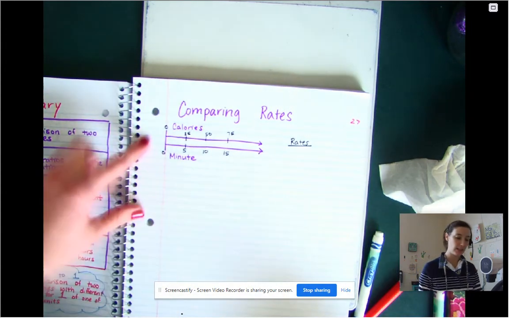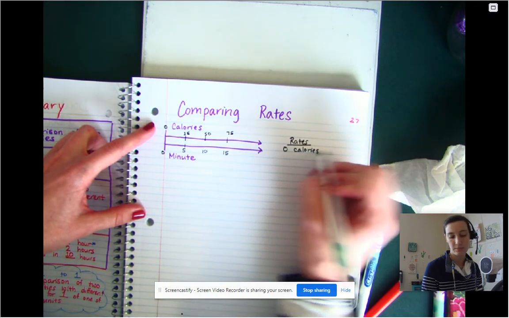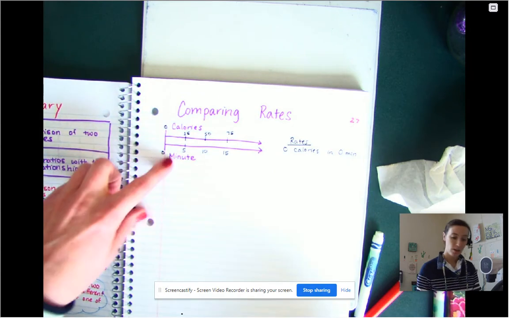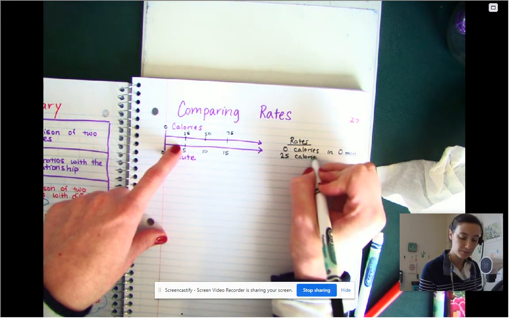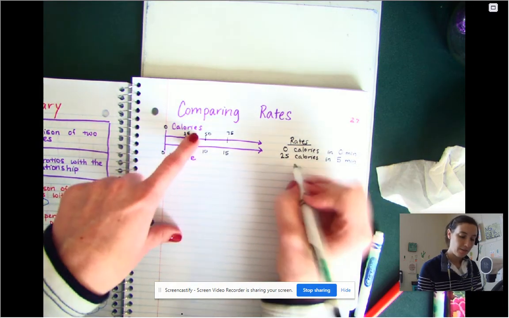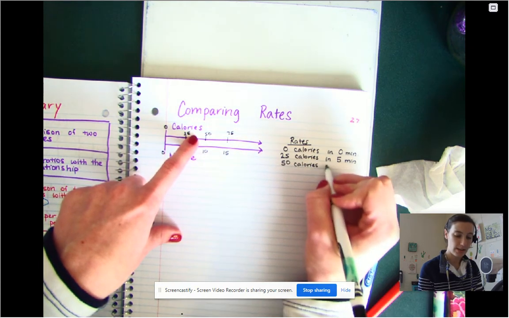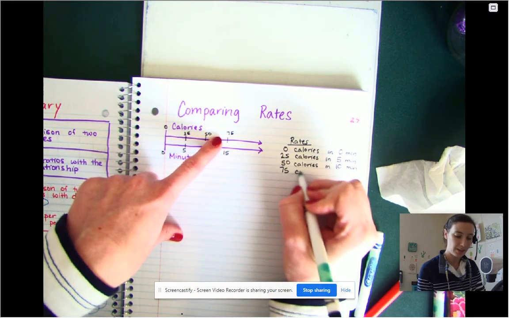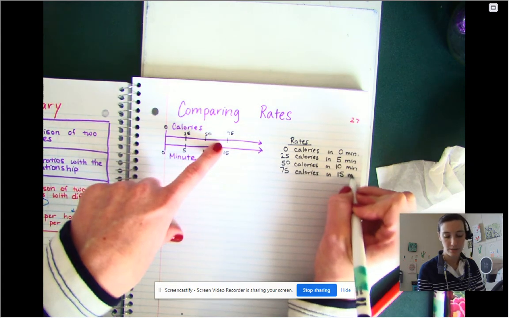So first of all, we see that it's 0 calories in 0 minutes. That seems pretty useless, but it is a rate. 25 calories in 5 minutes. 50 calories in 10 minutes. 75 calories in 15 minutes.